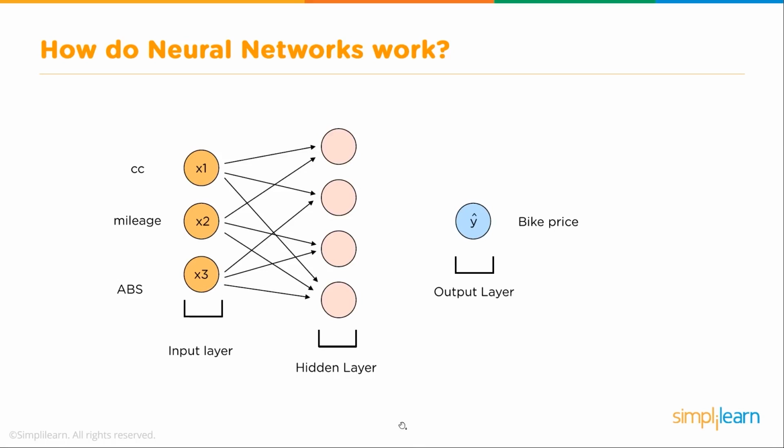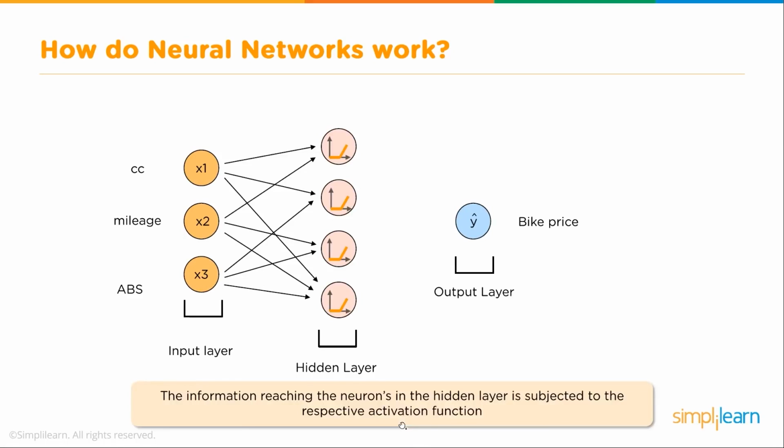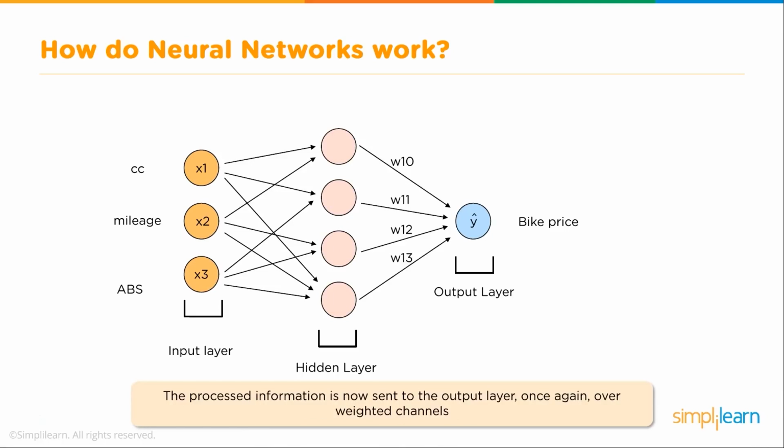And so once we have our hidden layer computed, the information reaching the neurons in the hidden layer is subjected to the respective activation function. And so each one of these fires an activation output, and then those are each weighted to the final output layer. So the processed information is now sent to the output layer, once again, over weighted channels.